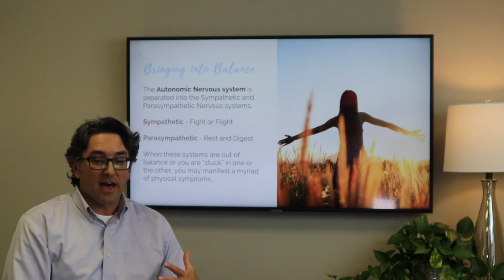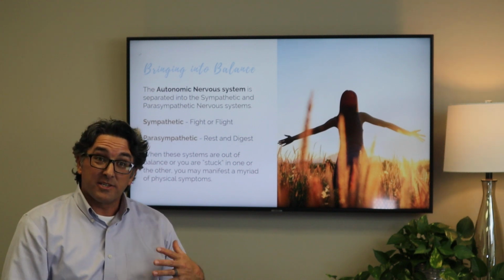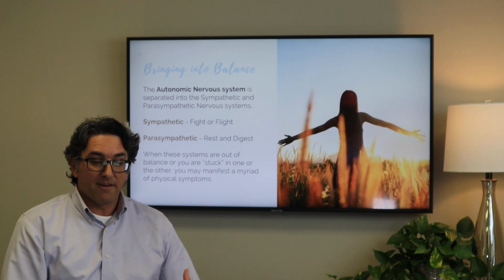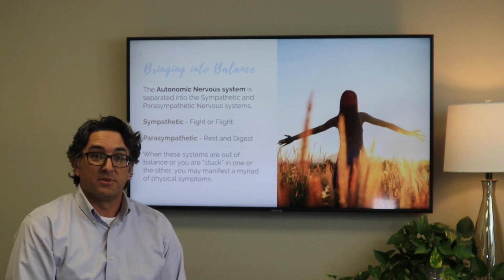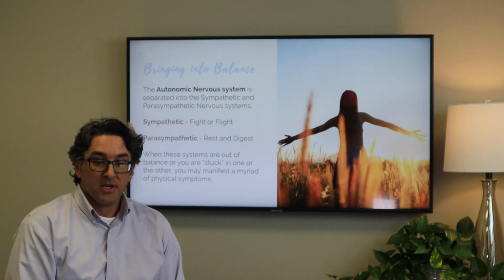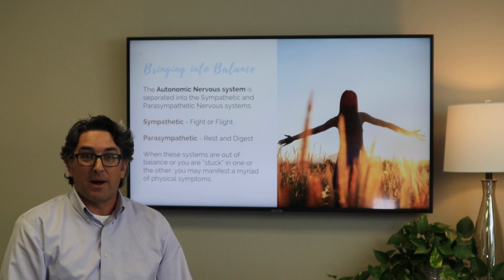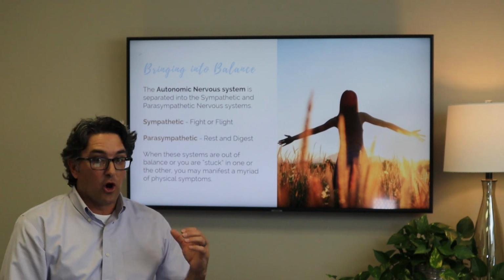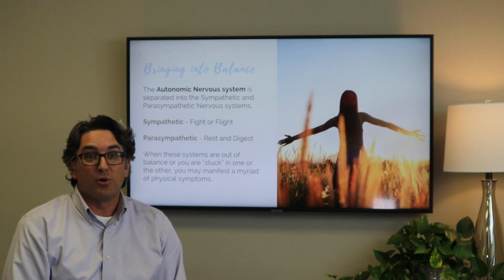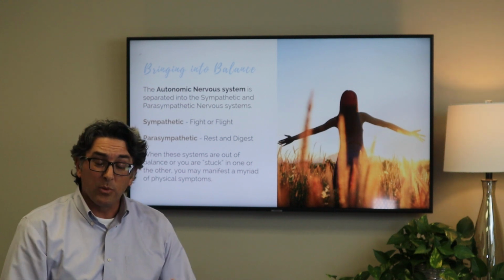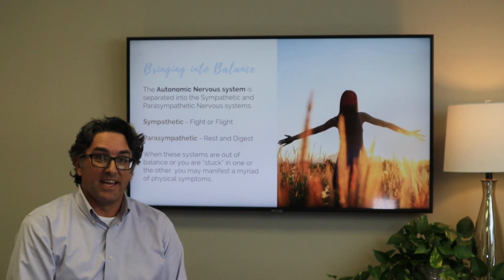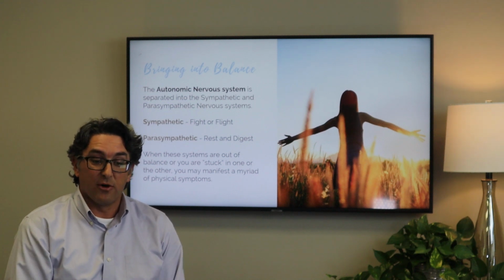Now when these systems are out of balance, or it's possible to even be stuck in one system or the other, then we manifest a myriad of different physical symptoms. And some of that depends on what systems of our body are affected by this. When we're in fight or flight, our body is prioritizing going and going and going and not resting. When that happens, our physical body can break down, and we don't have enough time for the stresses that we encounter over the course of a day to heal and repair before the next day.